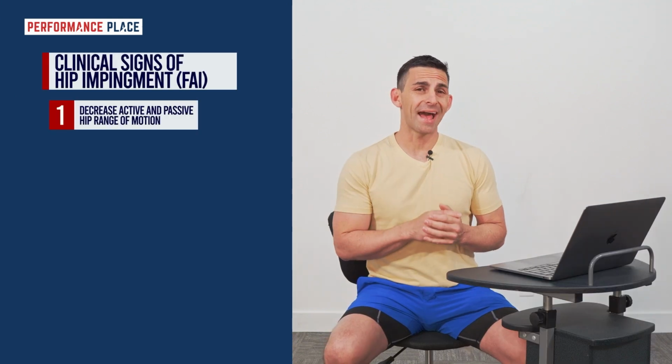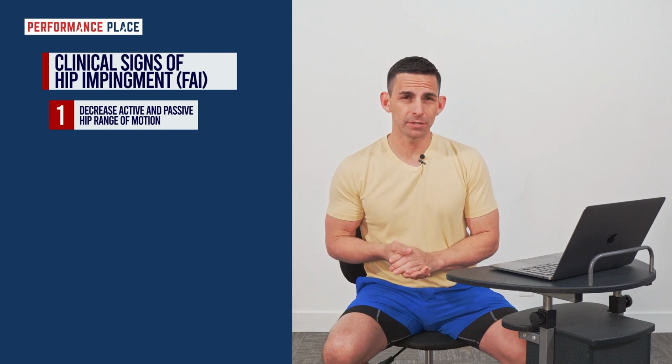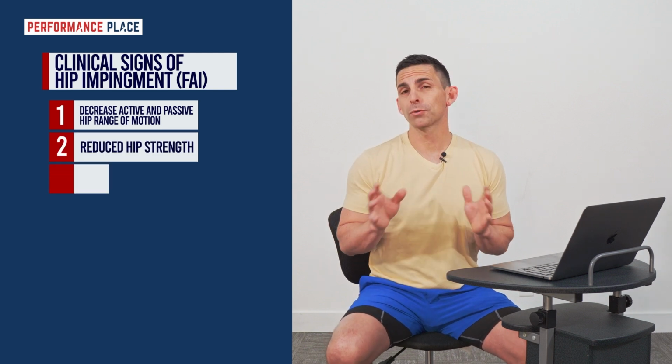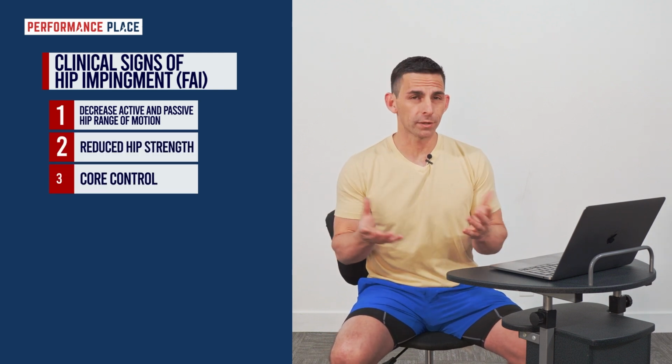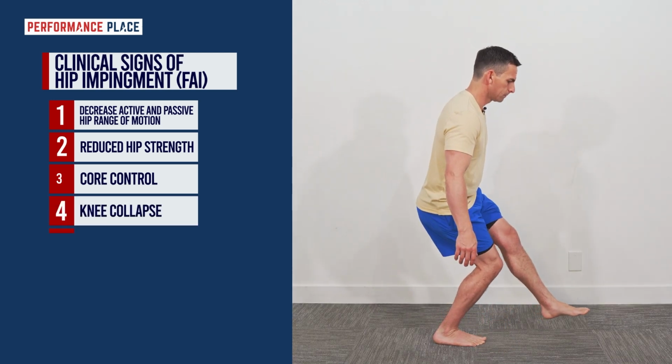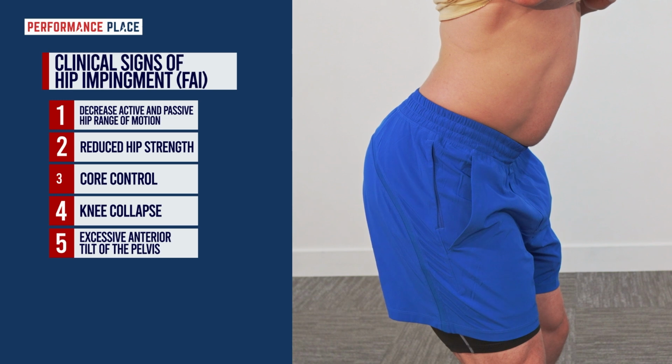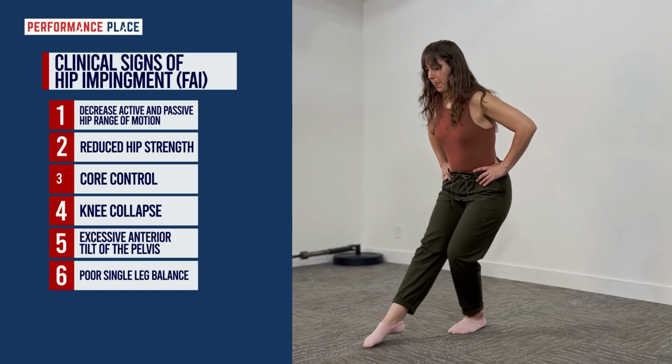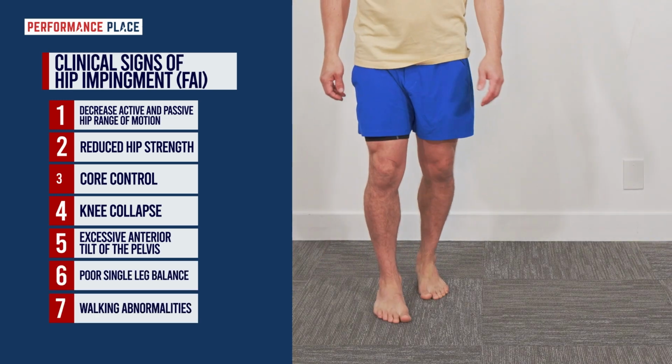Other than just pain and the location of pain, what are other clinical signs of hip impingement? Decreased active and passive hip range of motion, reduced hip strength, poor trunk control, which some of you will say core control, inward collapse of the knee with a single leg pattern, excessive anterior tilt of the pelvis, poor single leg balance, and, as we already saw, gait and walking abnormalities.